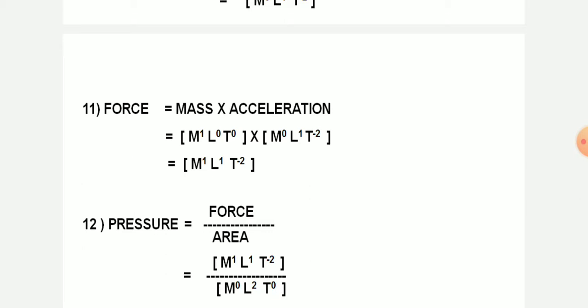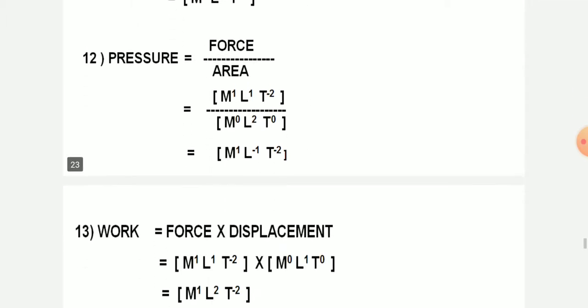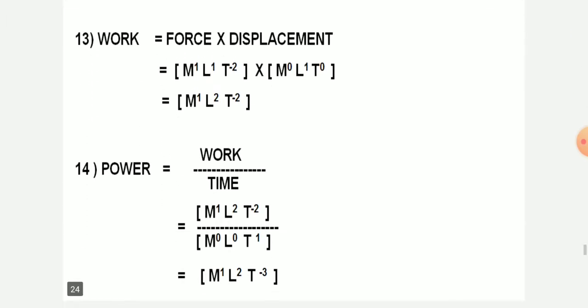Now the next one is pressure. Pressure is nothing but the force upon area. So what is the dimension of force? That we have already obtained, M1 L1 T-2, and the dimension of area is M0 L2 T0. This is also obtained in the previous slide. So the final answer will be M1 L-1 T-2. Okay, got it.